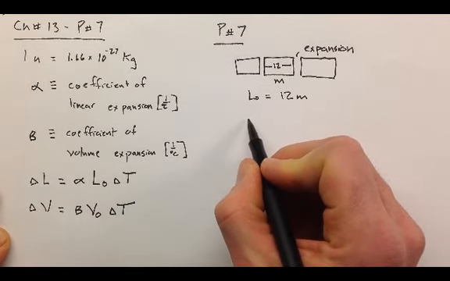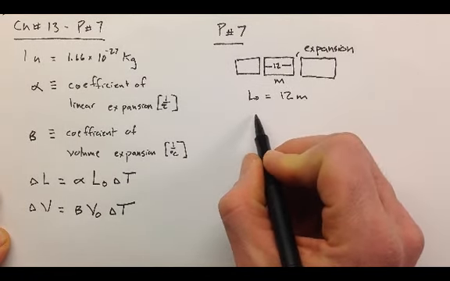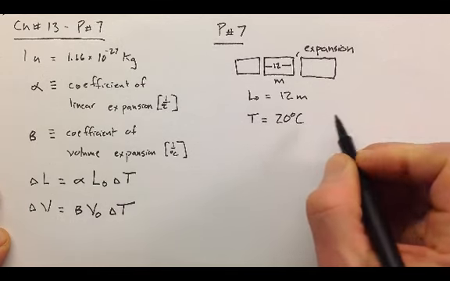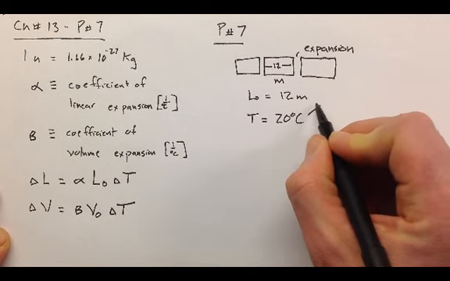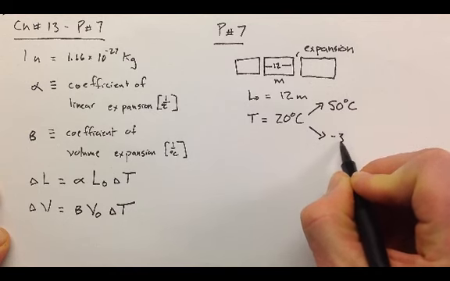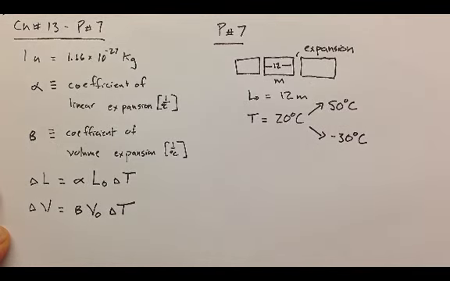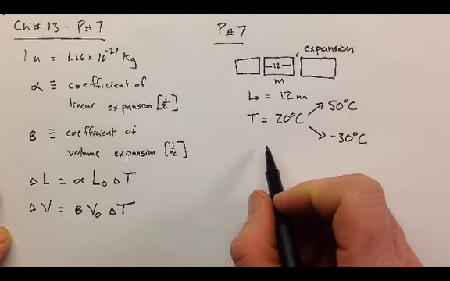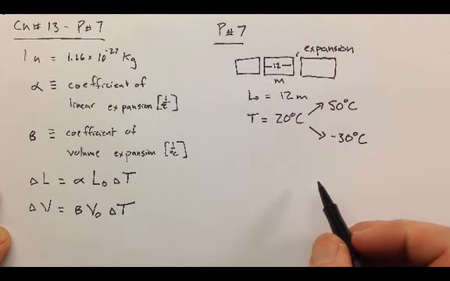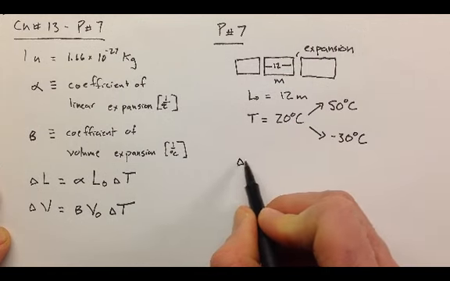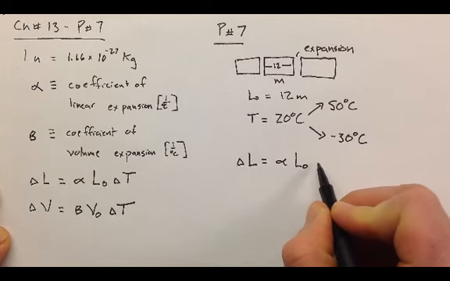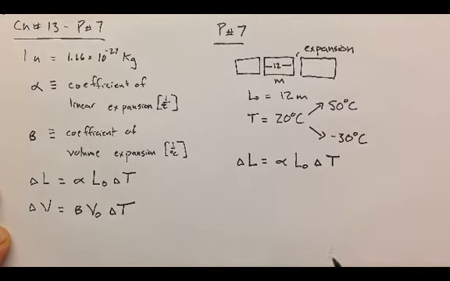We're told that while the concrete is being laid, the temperature is 20 degrees Celsius, but the temperature could go up to 50 degrees Celsius, or it could go down to minus 30 degrees Celsius. And the question is, how large should the expansion cracks be? So I'm going to use my formula here, delta L equals alpha times L naught times delta T.